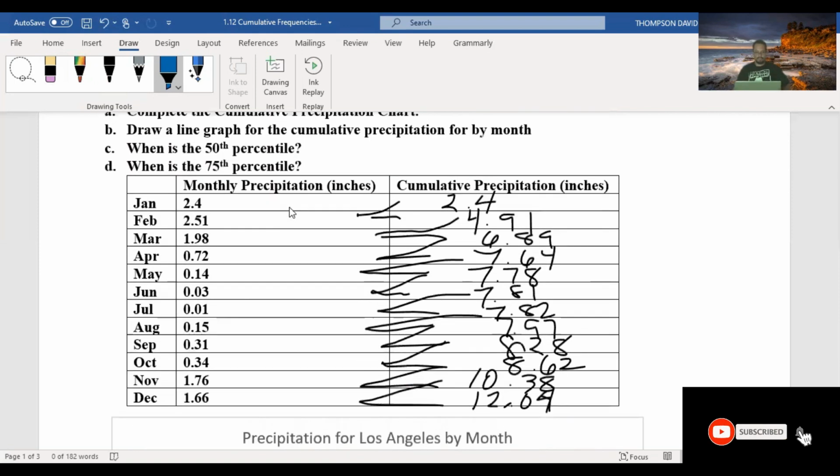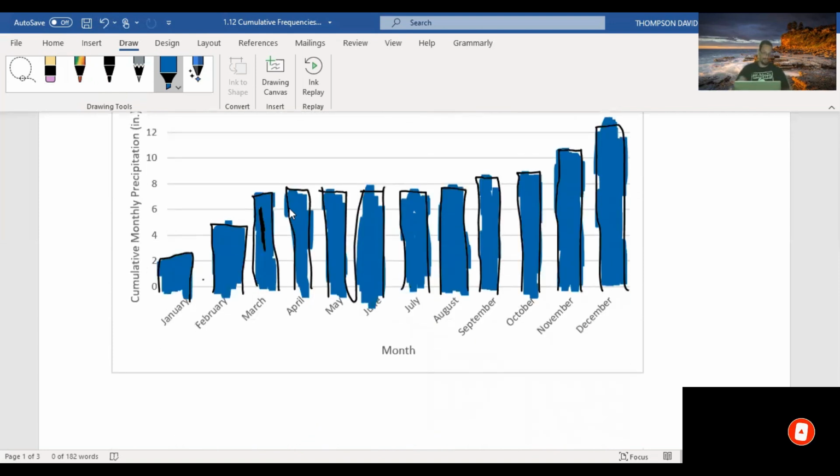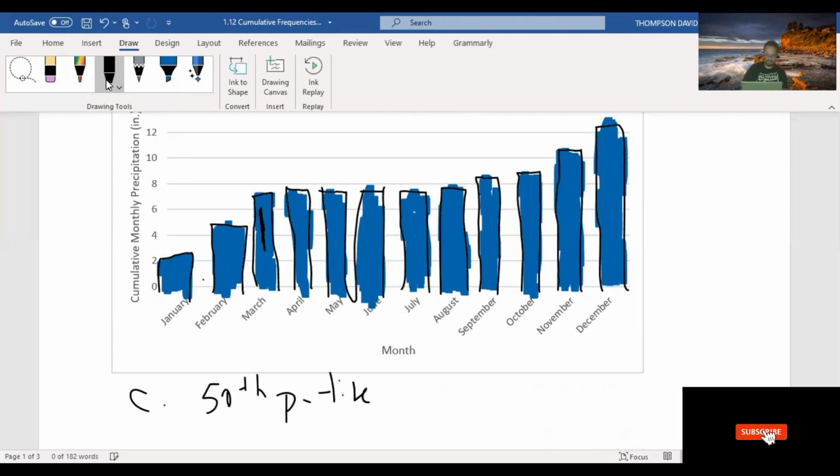Okay, part C. When is the 50th percentile? To calculate the 50th percentile, you just take the total. So 50th percentile, and I'll just abbreviate as p-tile, will be just 0.50 times 12.04. So 0.50 times 12.04 will give me 6.02.